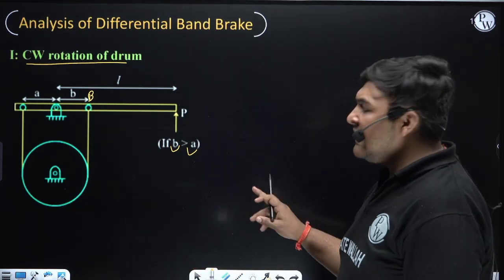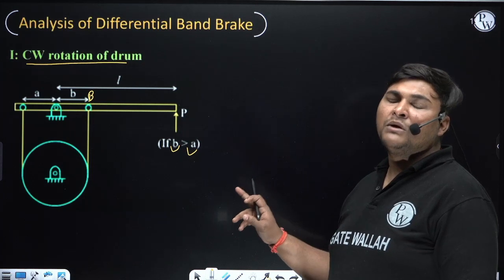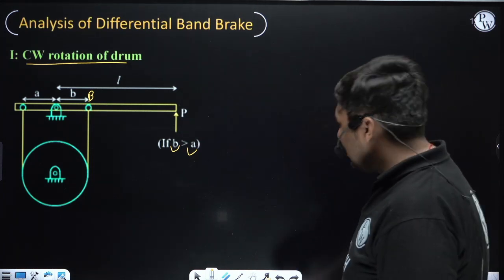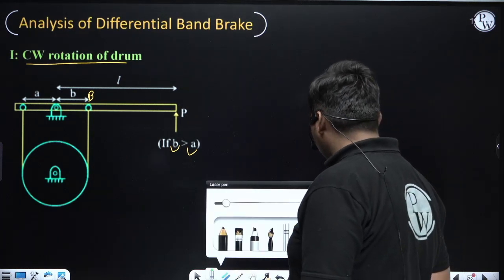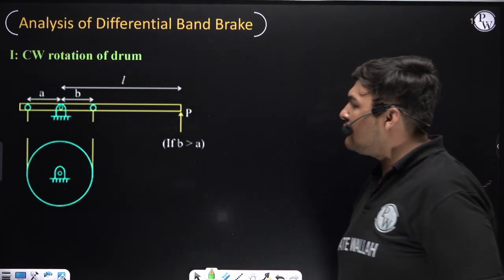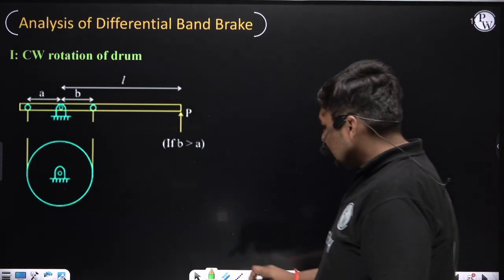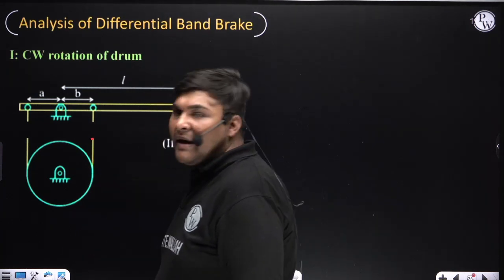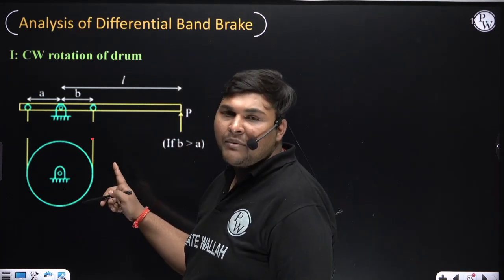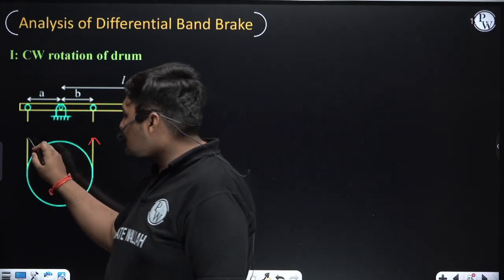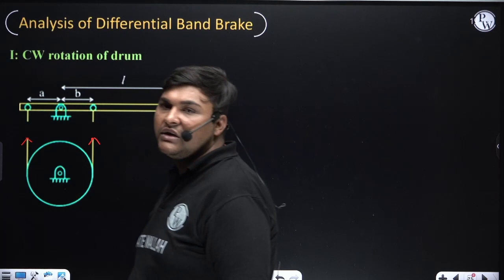Here analysis means by using the FBD of the lever, we need to find the relation between P and T1 and T2. And how will we find it? For that, first we will draw the FBD. To draw the FBD, first we will cut the band from both sides. If we cut the band from both sides, it will look like this. Now, at this location, apply an arrow which is trying to elongate the band because the band is in tension. For that, we need to take the arrow in this direction. Again, in this direction, apply an arrow which is trying to elongate this band.